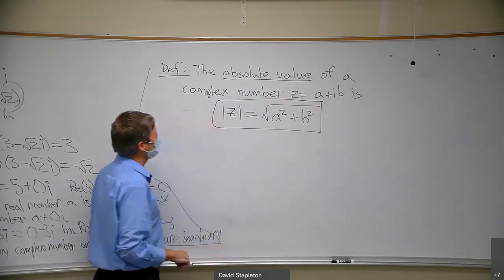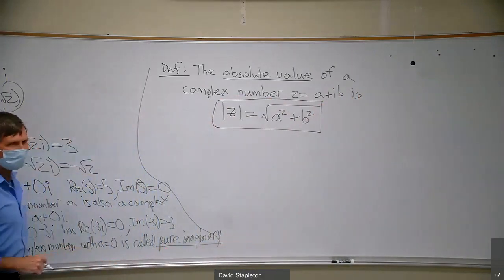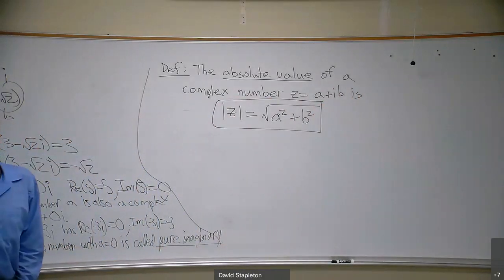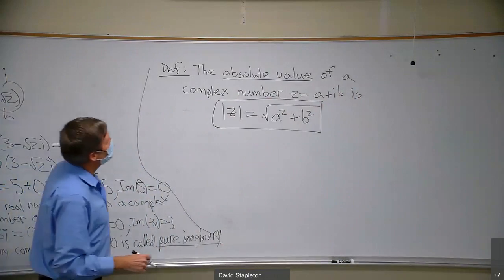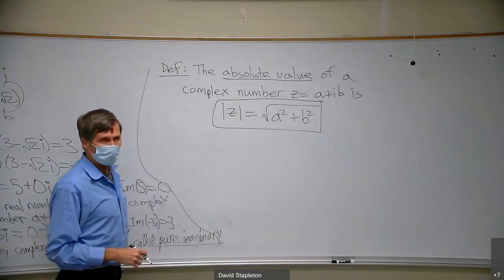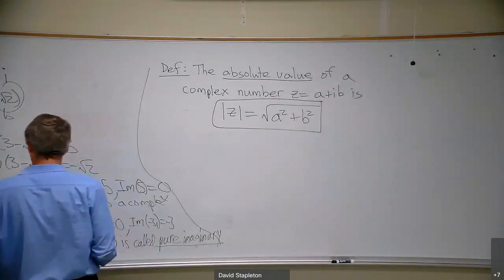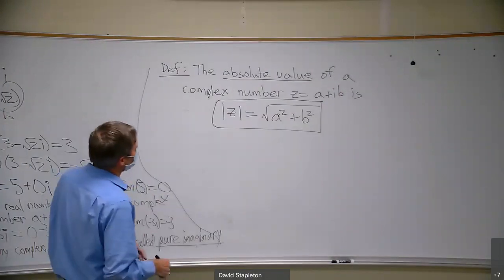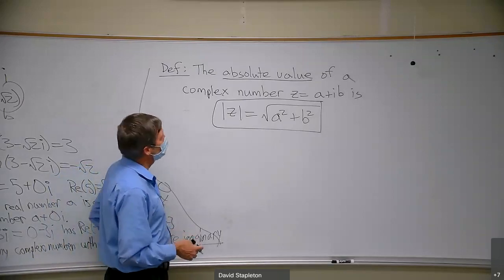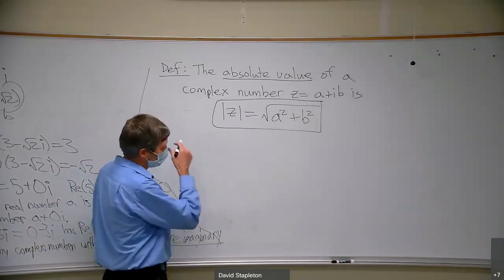Why would we label it that? It actually comes with very good incentive. In fact, it agrees with the absolute value of real numbers in the special case that z is a real number, right? Remember, every real number is also a complex number. So it agrees with the usual definition, and it makes great sense in the following manner.